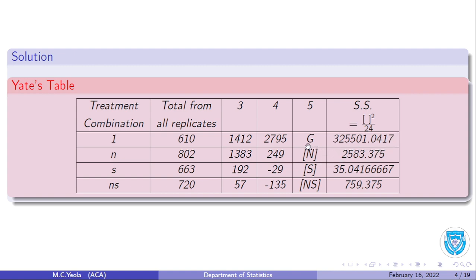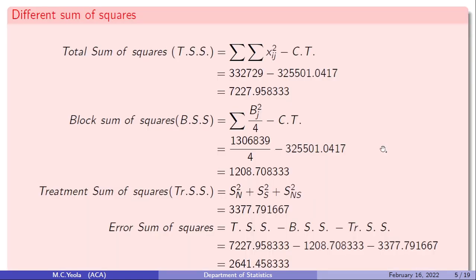Then N square divided by 24, this square divided by 24, we are having this value. Similarly 29 square, minus 29 square becomes positive, divided by 24, it gives us this value. Similarly 135 square divided by 24, this gives this value. So we got this sum of squares from this here. Then we'll go to the next part.